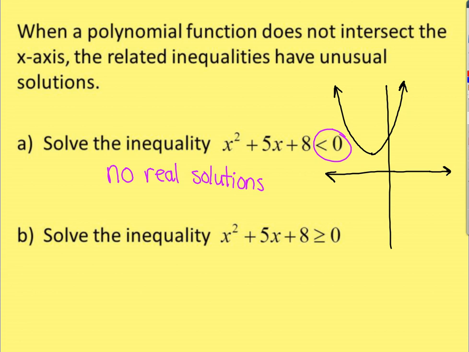On part B, it's still the exact same equation, so it's still the same graph. This time we want to know the interval in which it is greater than or equal to 0. Since all of these are greater than 0, they're all above the x-axis. This is for all x values, so this will be from negative infinity to positive infinity.